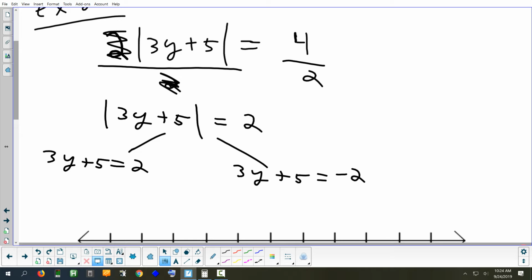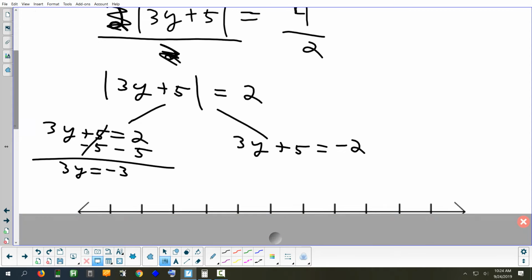What's my first step in both of them to get y alone? Mackenzie? Minus 5. Minus 5 minus 5. That gives me 3y. What's 2 take away 5? Negative 3. Divide by 3, divide by 3. And y equals negative 1. Okay, so there's my first one.